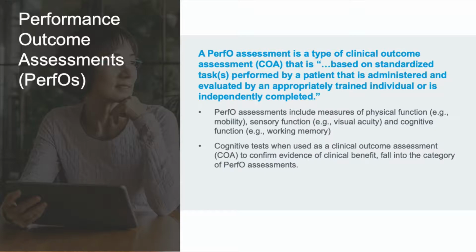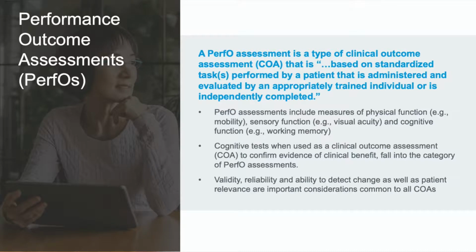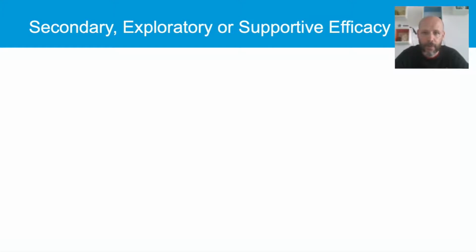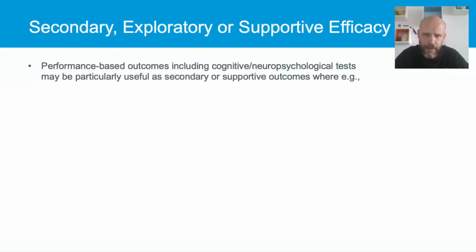When we use cognitive tests as clinical outcome assessments to confirm evidence of clinical benefit, we need to then be careful to confirm all of the relevant components of validity, reliability, and ability to detect change, as we would with other clinical outcome assessment types like PROs, clinician-reported outcomes, and also observer-reported outcomes. So thinking then specifically about supportive efficacy, here we might use performance-based outcome assessments to understand particular components of additional efficacy that a drug treatment may be providing.